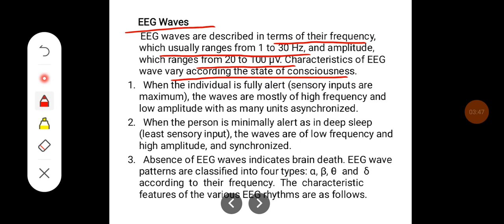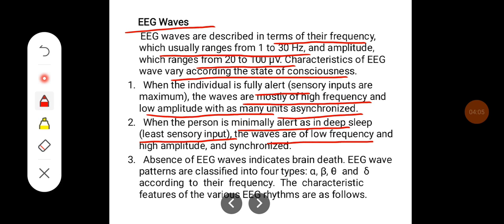When the individual is fully alert, that is, sensory inputs are maximum, the waves are mostly of high frequency and low amplitude with many units asynchronized. When the person is minimally alert, as in deep sleep, with the least sensory input, waves are of low frequency and high amplitude and they are synchronized. Absence of EEG waves indicates brain death.